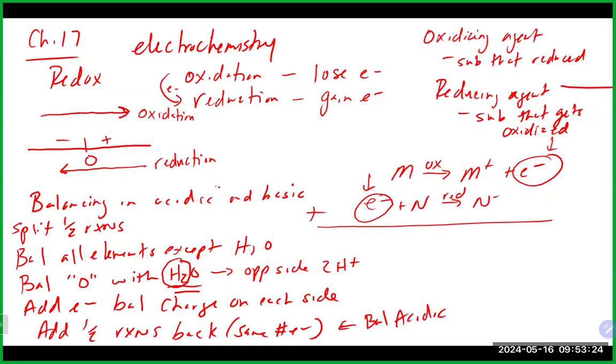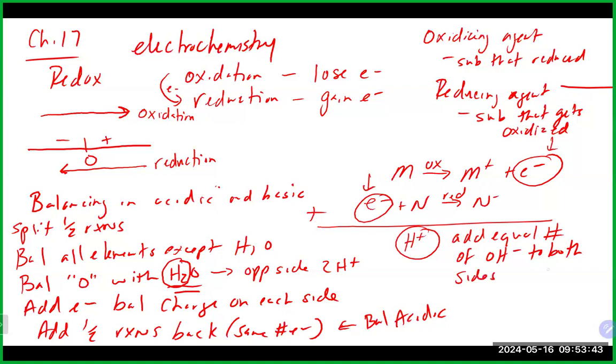And at that point, if you want to turn it into basic conditions, you will have some H plus in your equation, which tells you it's acidic. You would then add an equal number of OH minuses to both sides.